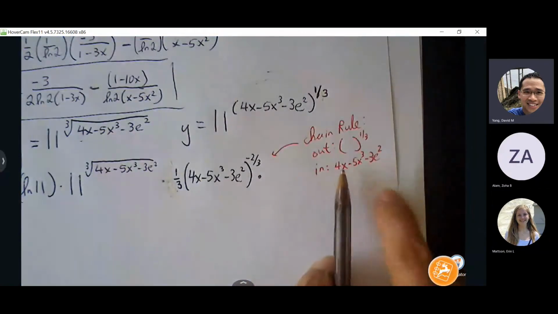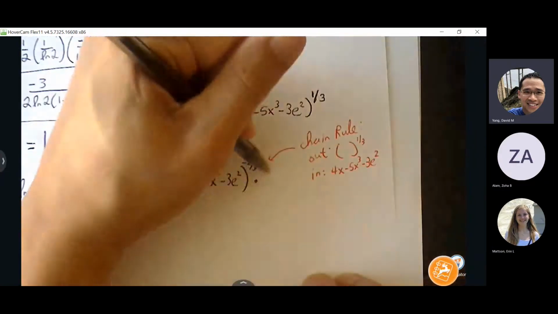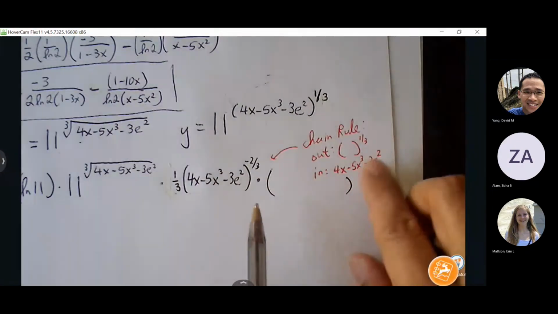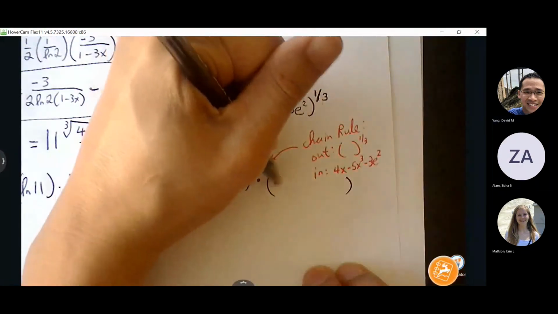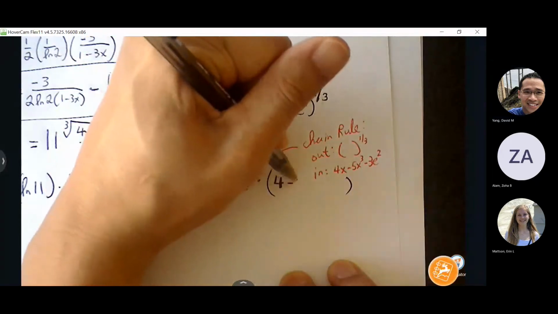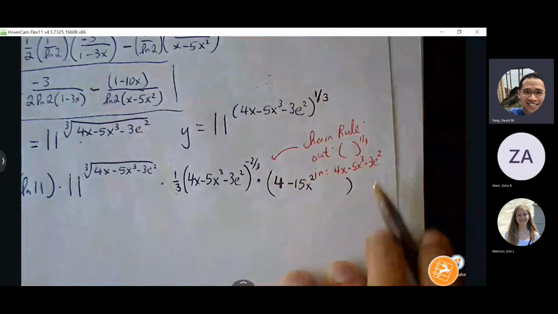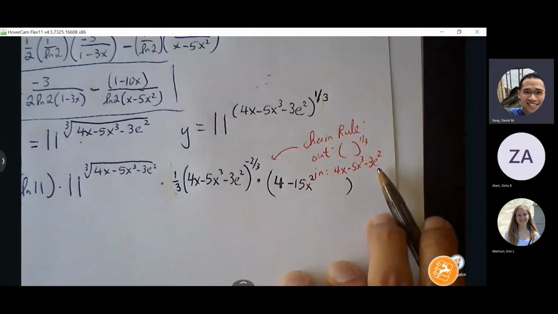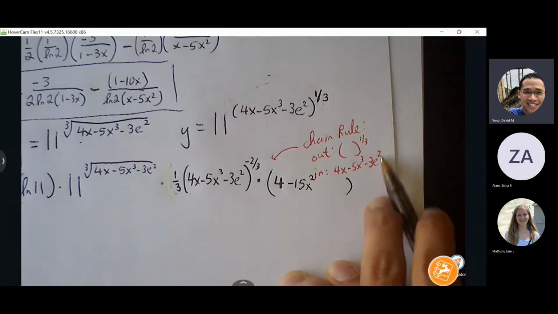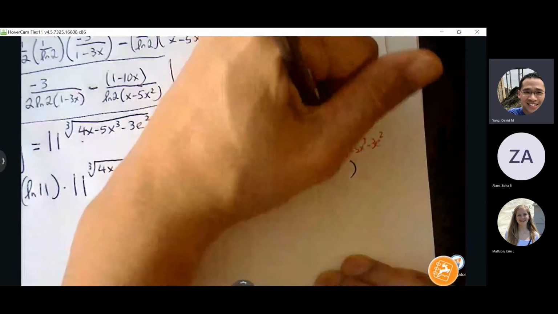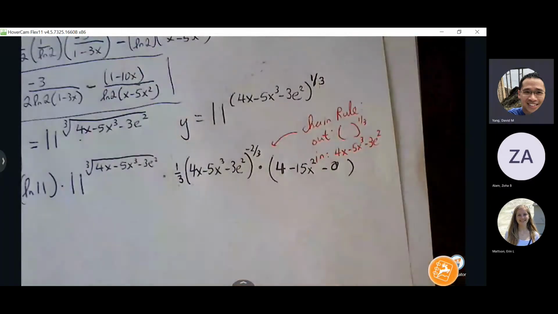So the inside, we're going to take each derivative piece by piece, and they're all going to go in their own space. 4x becomes 4. 5x cubed becomes 10x squared. Then what happens with 3e squared? Is it 6e or is it 0? 0, right? We don't do power rule if that is not a variable. e looks like a variable, but it's a number. So 3e squared is just some number, and the number will just go to 0, so it just goes away. I'll put a -0 to show that it goes away.